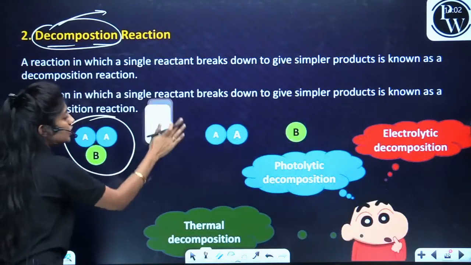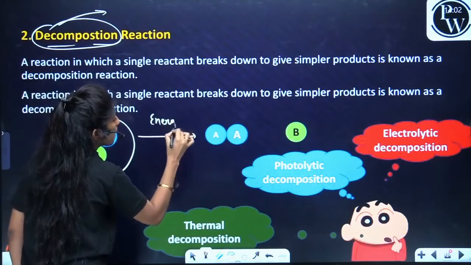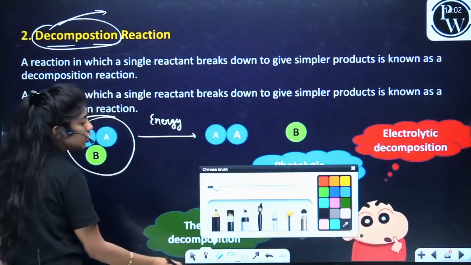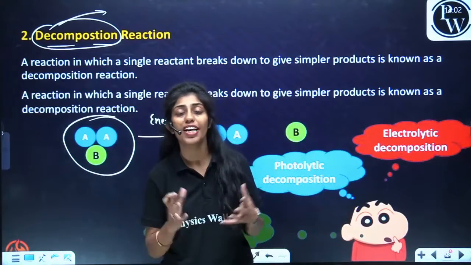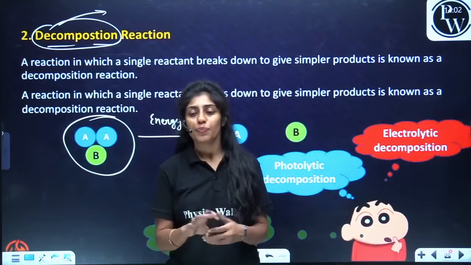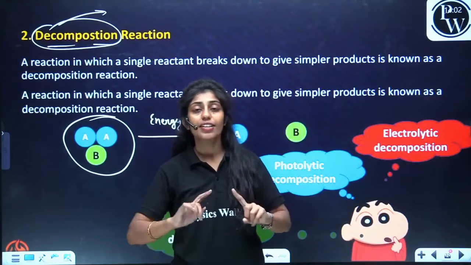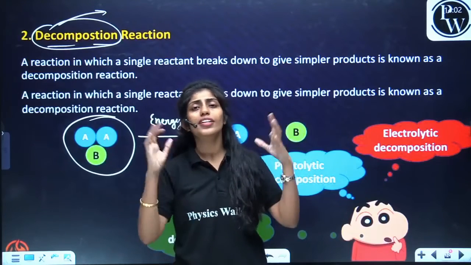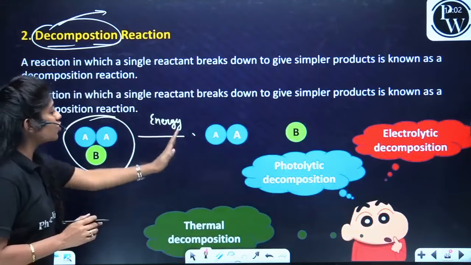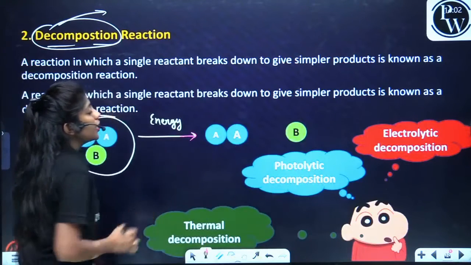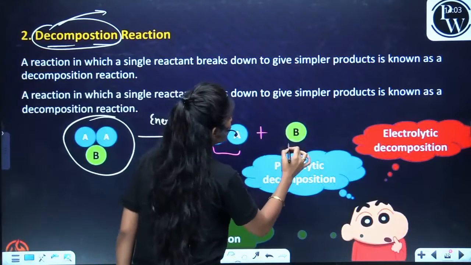This huge reactant, in the presence of any kind of energy, breaks down. Nothing can break by itself; they don't have the tendency to break. Your chair cannot break itself. Either you will break it or time will. So everything requires energy to break down. It breaks into one substance and another substance.